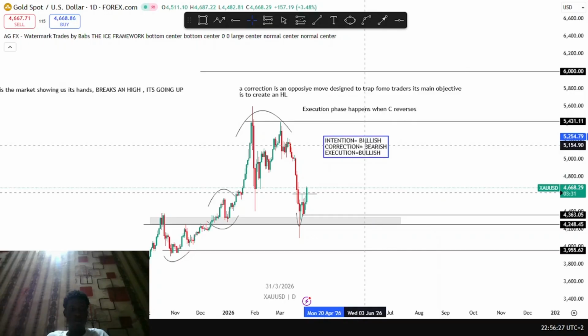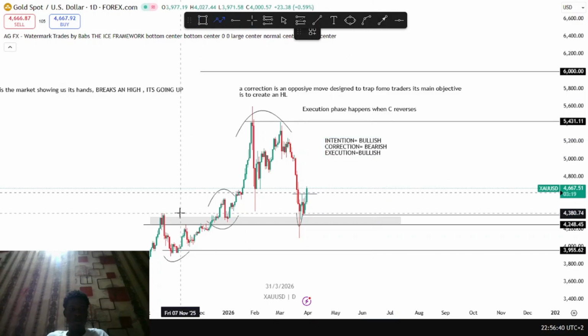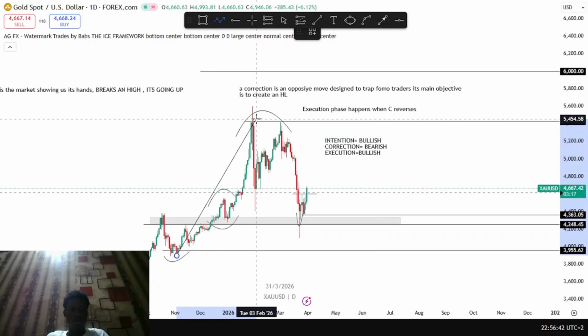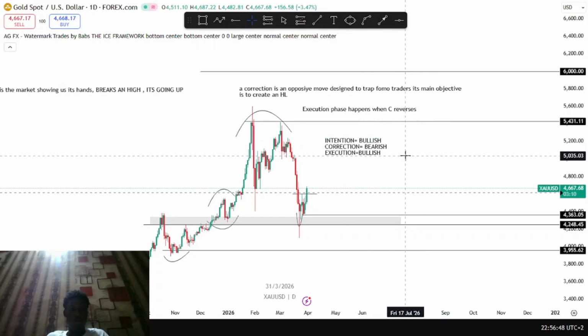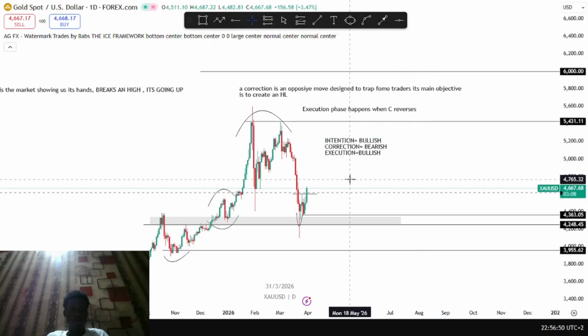So time frame in sync. For you to know where you are, two out of the ICE, one must be an opposite one and the two must be similar. So we have the intention I, correction, opposite move. Execution should be bigger. So execution happens right after the correction reverses, and the correction is bearish.